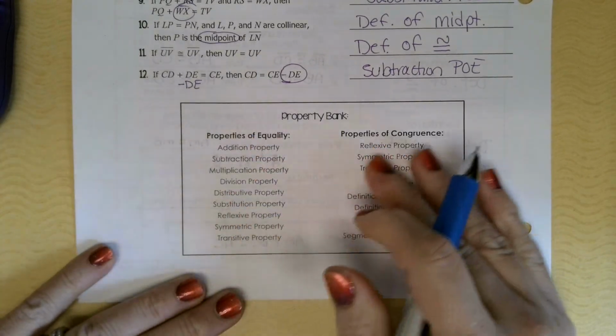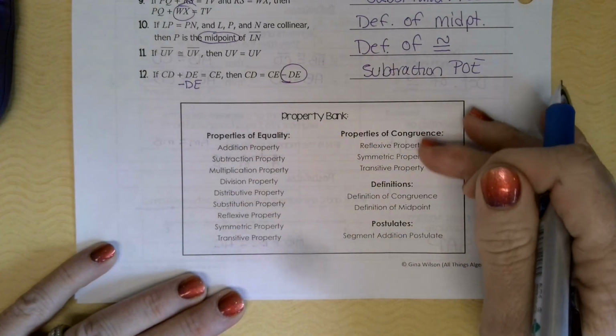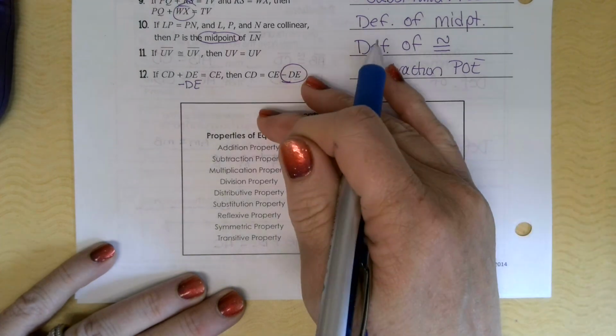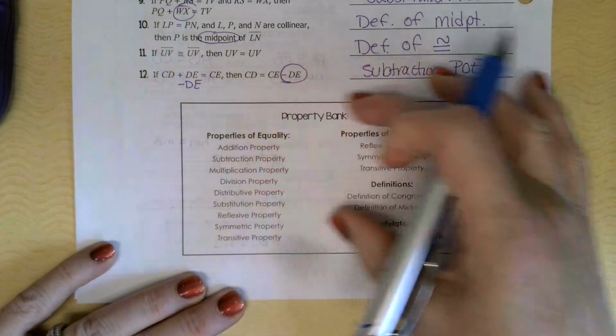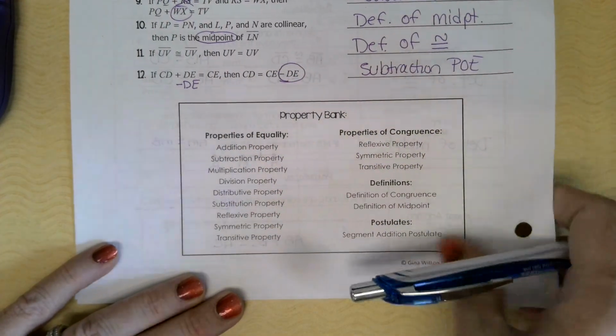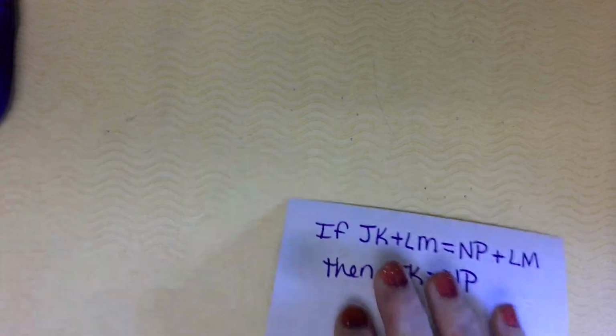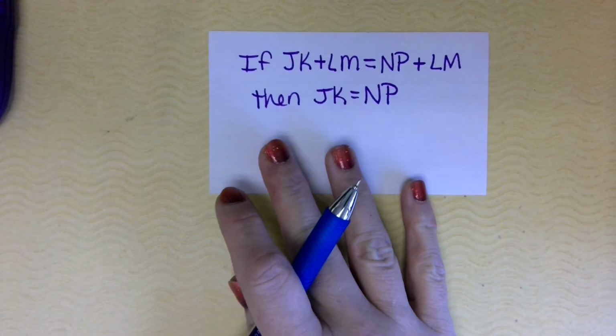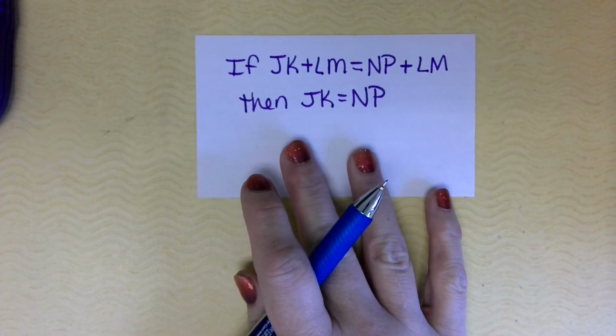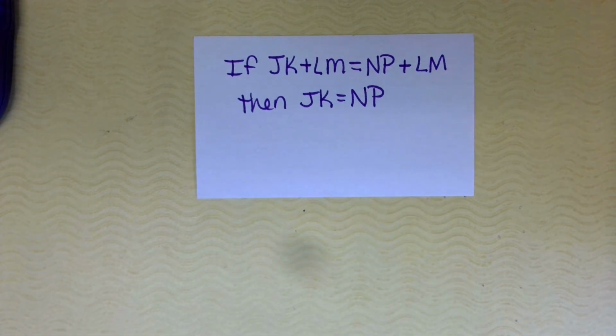Okay, this is great for you to have out. Properties of congruence, our definitions, our postulate, and our properties of equality. Have this out while you're doing your proofs. Okay, I'm going to ask you a few questions and see if you can answer them. You might want to pause the video, and then 3 seconds later, I'll ask the question. So you're going to tell me what property this is.